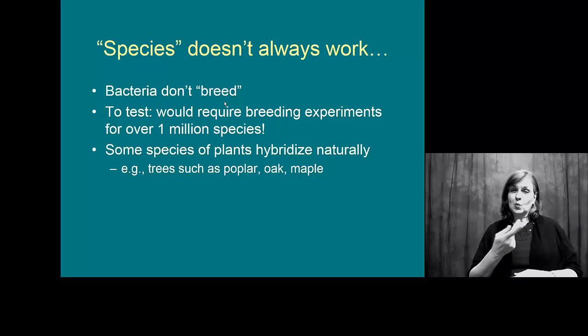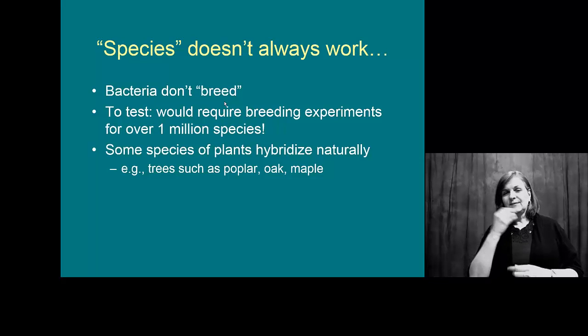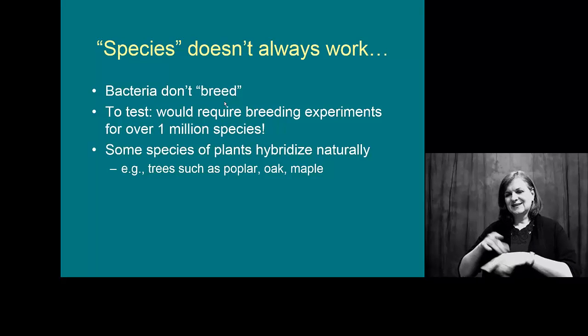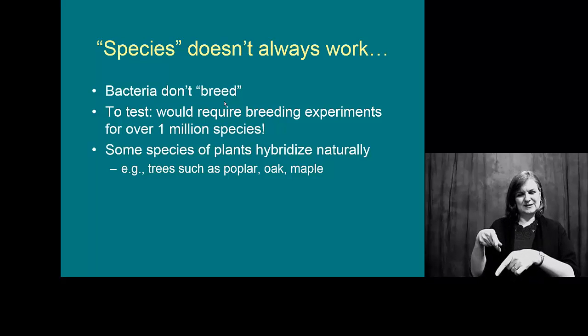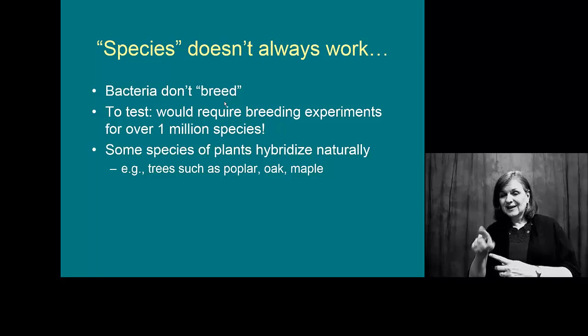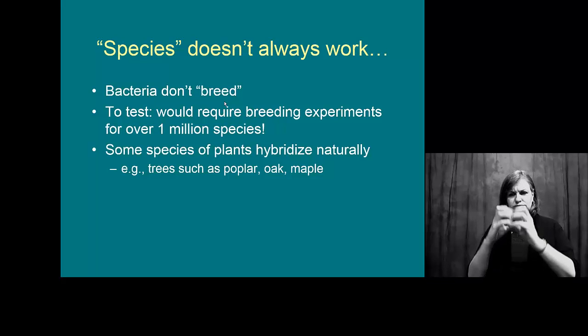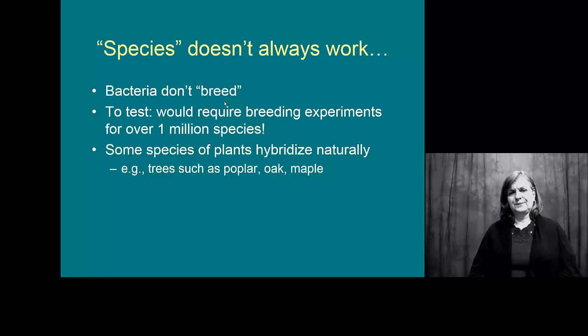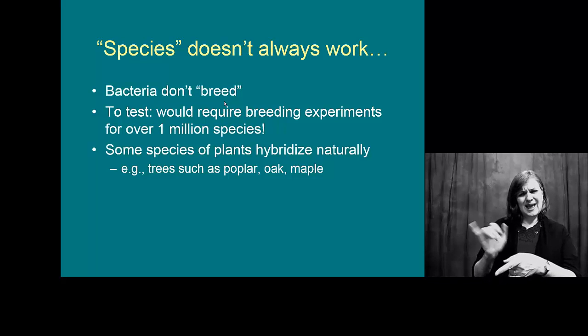But what we want to think about is that the idea of species doesn't always work. We can put all of these fancy definitions to it, but there are many things on this planet that you can't think of as species based on the definition of simply, do they breed? Bacteria don't breed. They're asexual. They divide themselves. Is that breeding? No. So trying to understand bacteria as a species is actually very, very difficult.